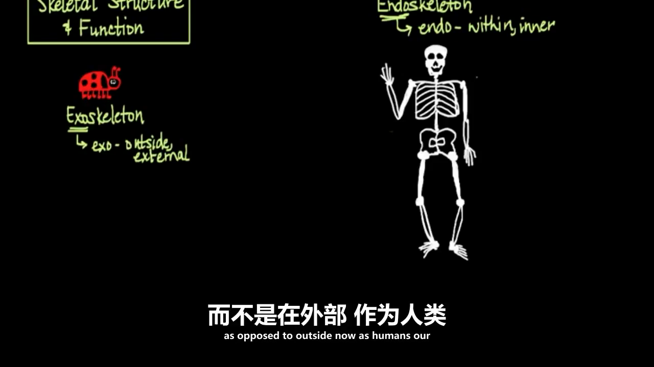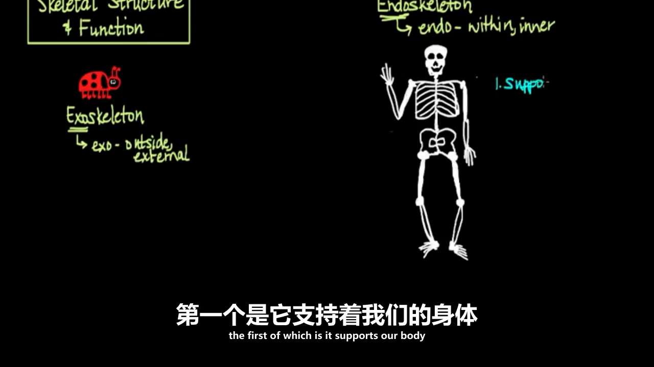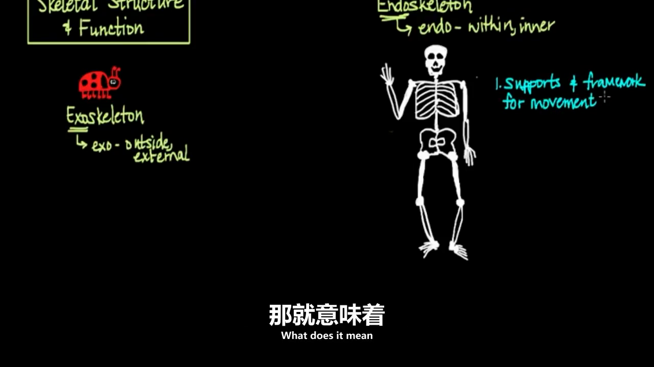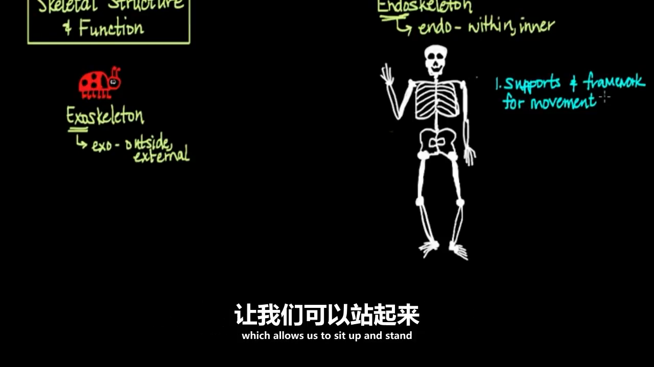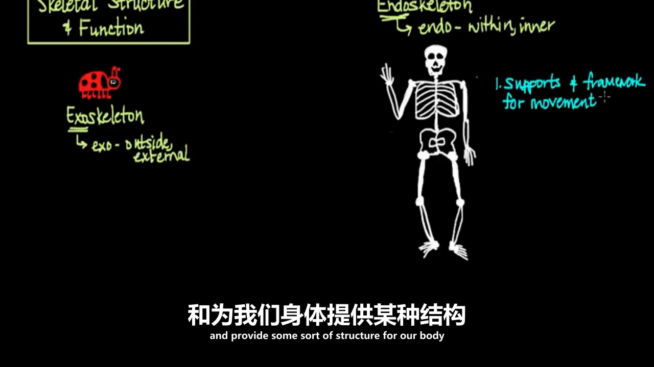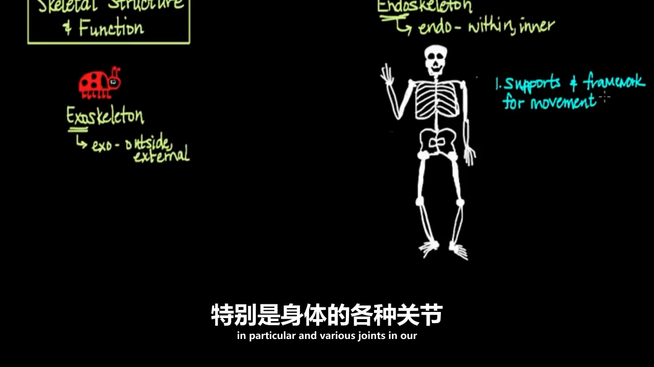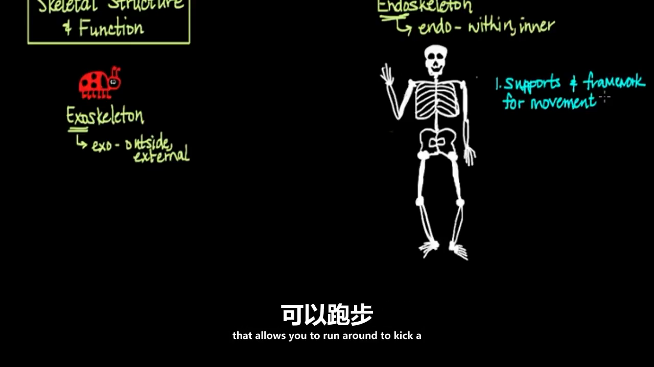Now, as humans, our endoskeleton performs a variety of pretty vital functions. The first of which is it supports our body and provides a framework for movement. So what does this mean? Our body is supported by the network of our bones, which allows us to sit up and stand and provide some sort of structure for our body. And then the limbs of our body in particular and the various joints in our body provide a framework for movement that allows you to run around, to kick a soccer ball, to type on a keyboard.